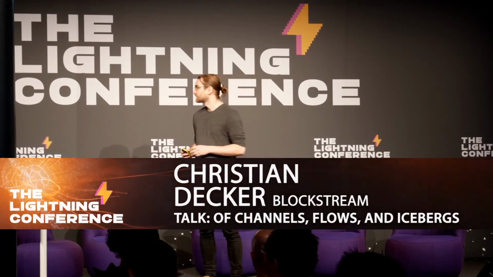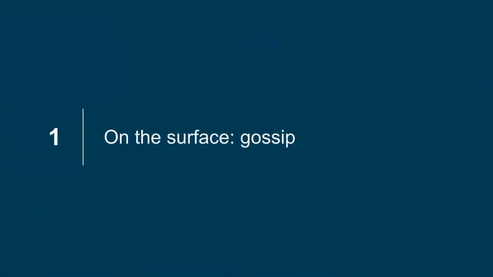Okay, I structured this in three broad topics. The first one is going to be the surface layer, or what can we get from gossip in the network itself. So gossip is basically the nodes chatting among themselves, what channels exist, what nodes exist, what are the parameters of the channels. And this is done basically to allow you, like Fabrice mentioned before, to compute a route to get from you to your destination or from anywhere to anywhere else, actually.